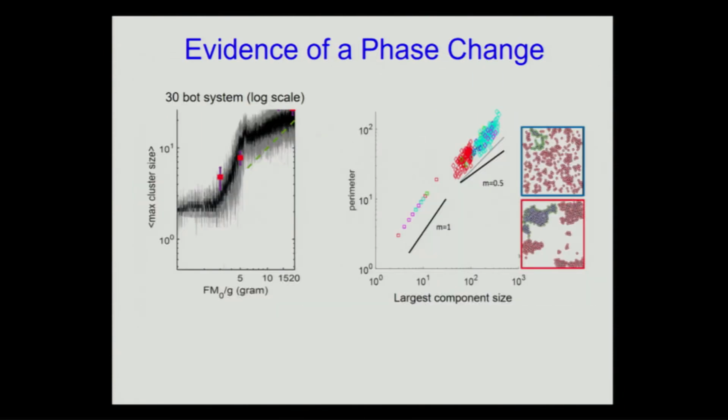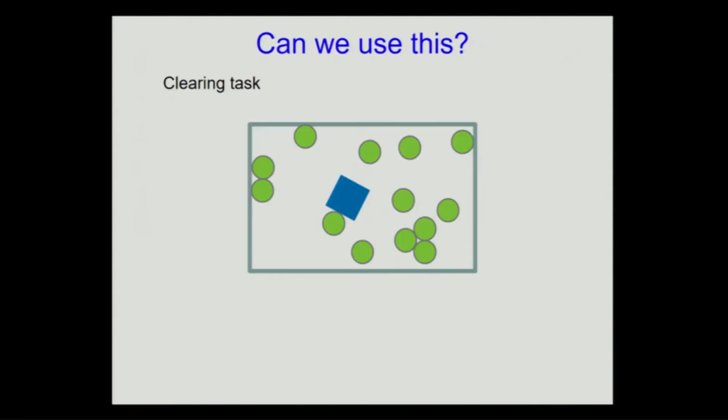We have evidence of exactly the phase transition that we predicted. But then we had this question of, so what? Okay, so why is this interesting? So we came up with the following task. We have these Amoebots, and we have a foreign object in the middle, and we say go. And we do this with small magnets, with weak magnets, and with strong magnets.